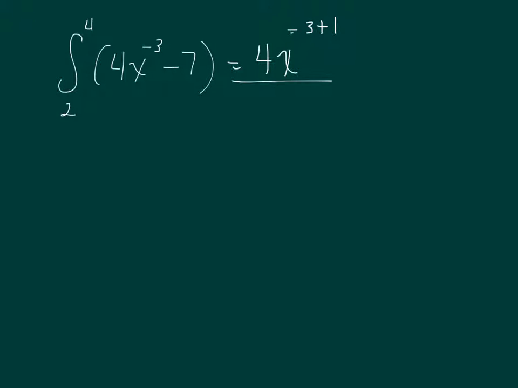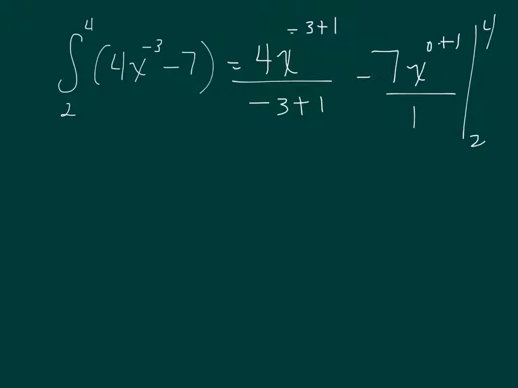Okay, we're going to evaluate this integral: 4x to the negative 3 minus 7, from 2 to 4. So the first thing we want to do is find the antiderivative, which both of these are going to be powers, meaning you're going to add 1. And then, of course, the negative 7, you could think of it as 7 times x to the zeroth power. And then we'll evaluate it from 2 to 4.